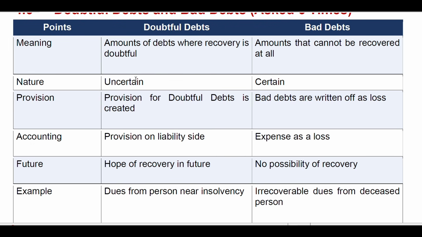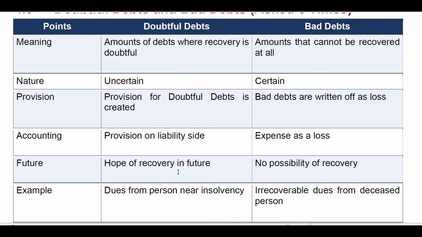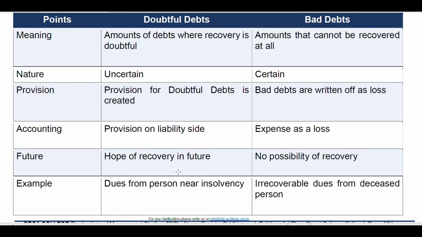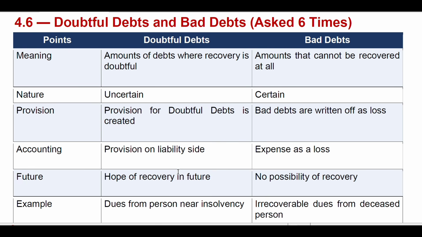Next, number 6, doubtful debts and bad debts, asked 6 times. Again, you can make a table likewise. Doubtful debts: the amount of debts where recovery is doubtful, nature uncertain, and a provision for doubtful debts is created. Provision on the liability side, hope of recovery in the future, dues from a person nearly insolvent. It can happen that dues can be cleared by the person.